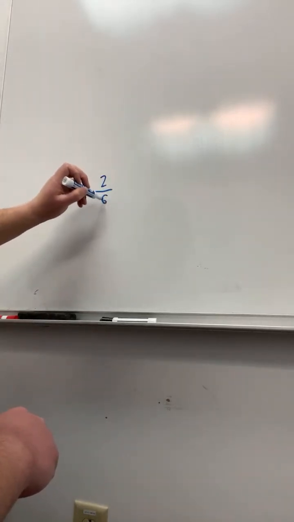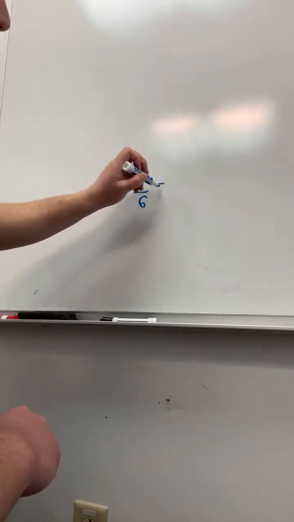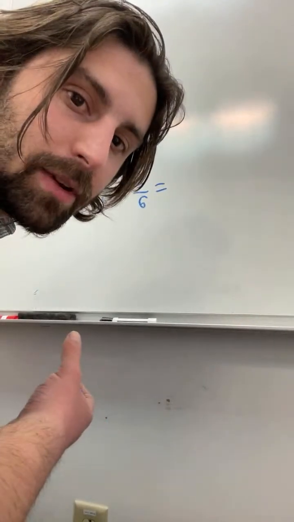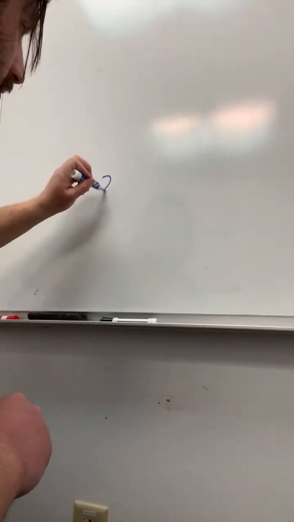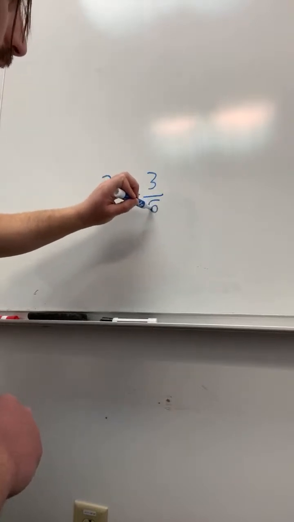2/6 plus 3/6. I have no number lines, so what I'm going to do, I'm simply going to add the numerators, and whatever the denominator is, I'm going to keep it the same. Let me make this a little bigger so you can see it. 2/6 plus 3/6.